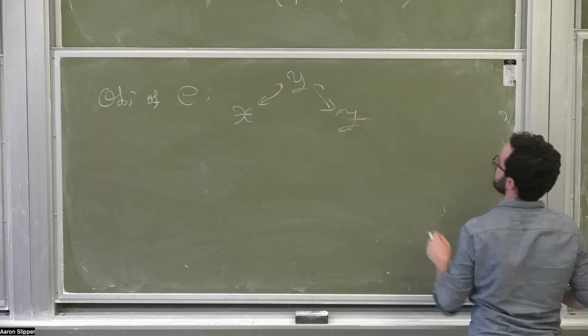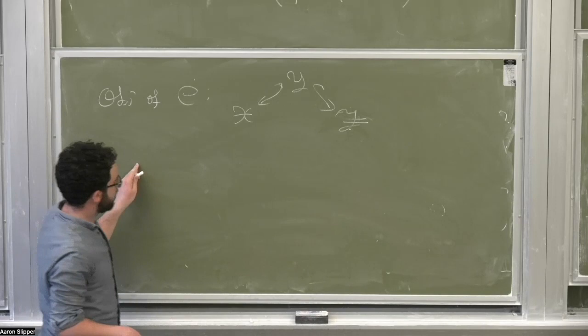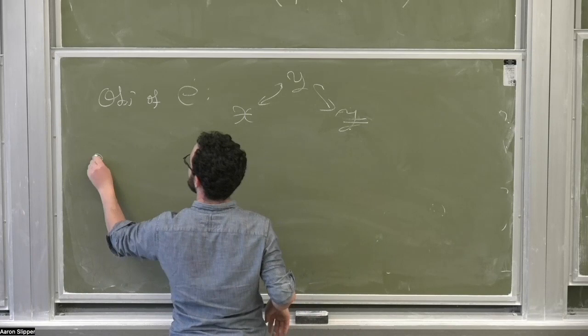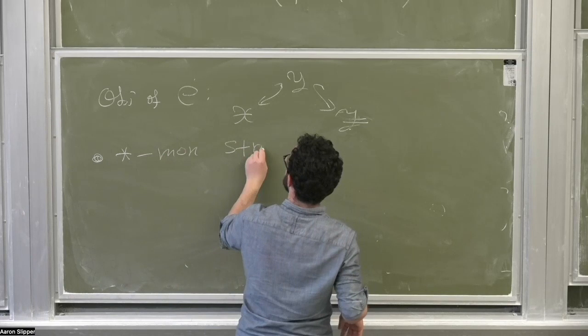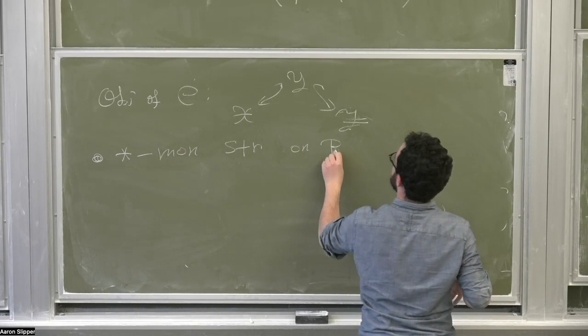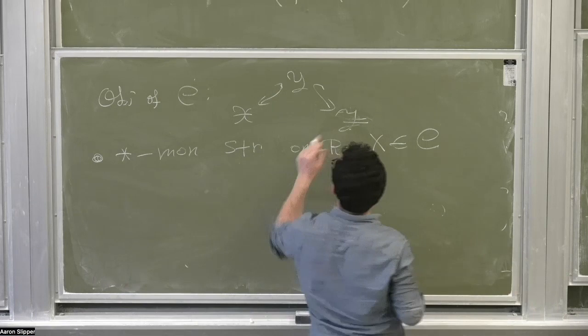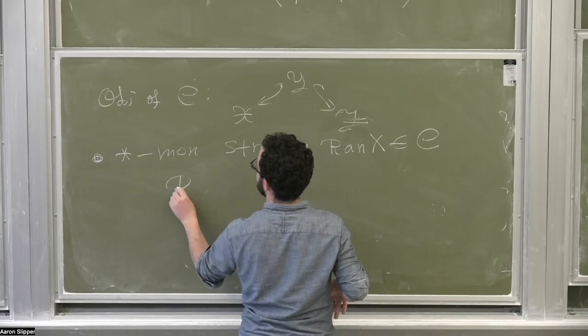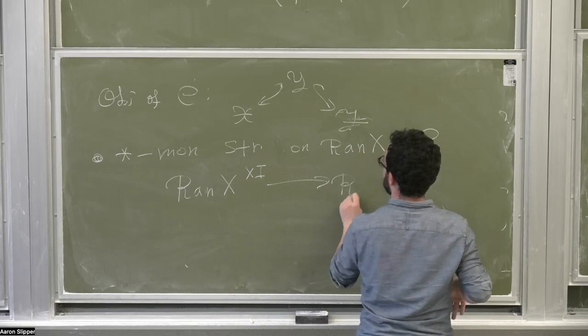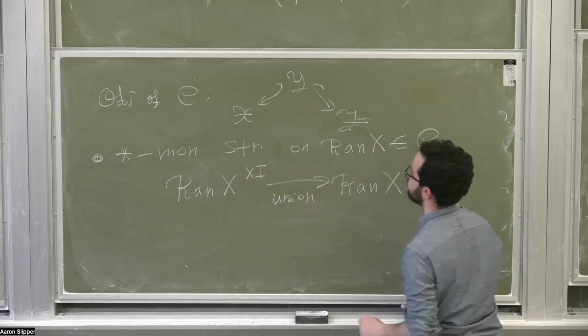Now, finally, to the definition. First, the definition of the first monoidal structure. The first one is the star monoidal structure, on just Ran X, objects of C. Here, for the star structure, we don't need the correspondences. It's already an actual arrow between spaces, and it's just going to be the union. So I goes to Ran X, union of finite subsets.